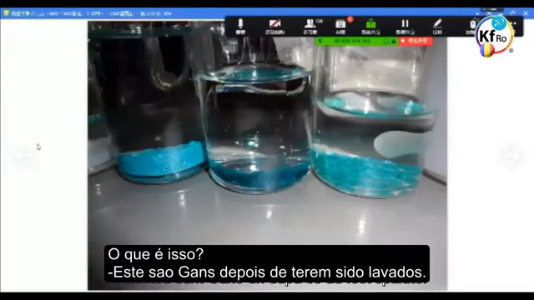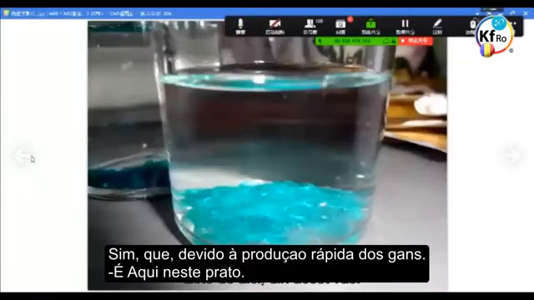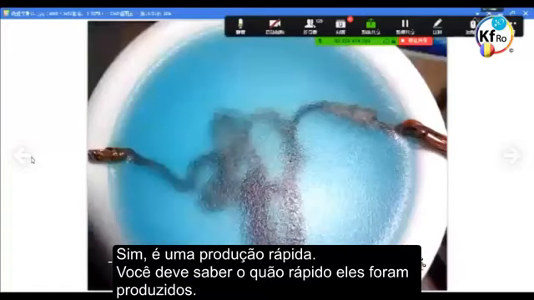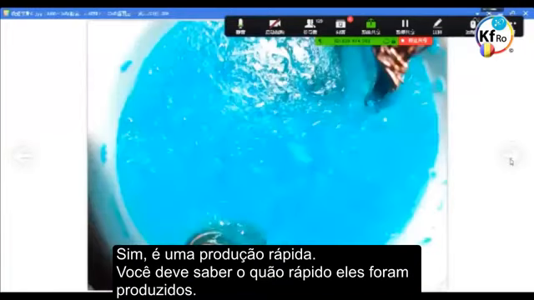What is this one? This is the GANs after they wash it. And you see it's always crystallized. There are no particles, no nanoparticles. Yes, this is a fast production of gases. It's from these bowls, yes, it's a ceramic bowl. You have to see how fast they produced it.